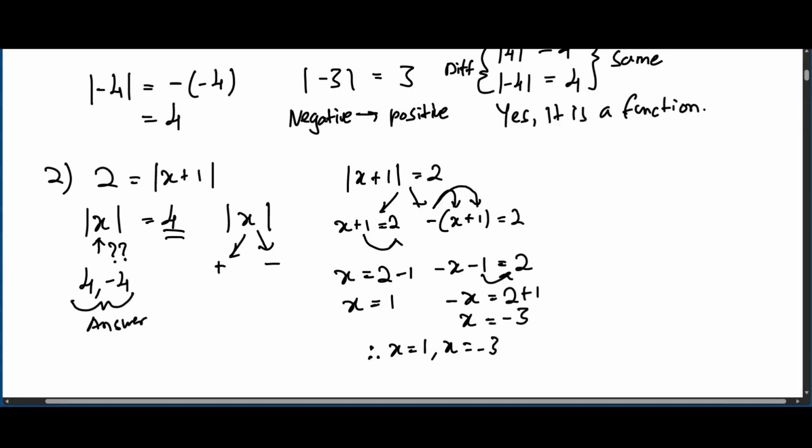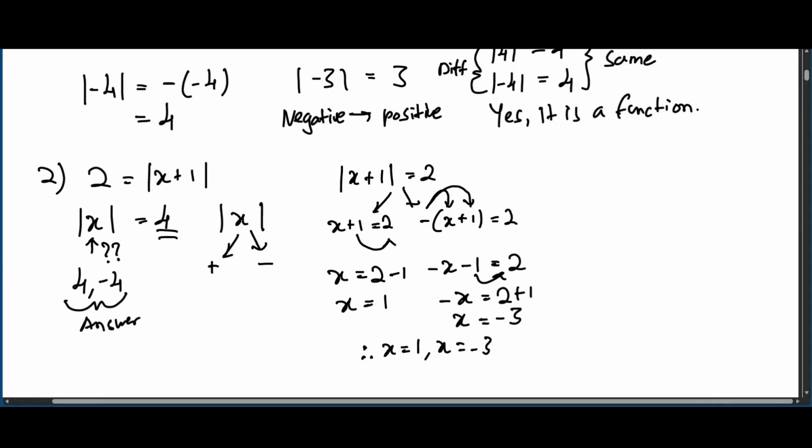There are 2 answers. So how can we verify this? Oh, there are 2 answers, but how do we know that it's correct, right? So substitute back into the equation. So modulus x plus 1 equals to 2. When x is 1, substitute into the equation. So modulus 1 plus 1. Okay, what do you get here? 1 plus 1 is 2. So you get modulus 2. Modulus 2 is 2. So yes, indeed, it is 2.